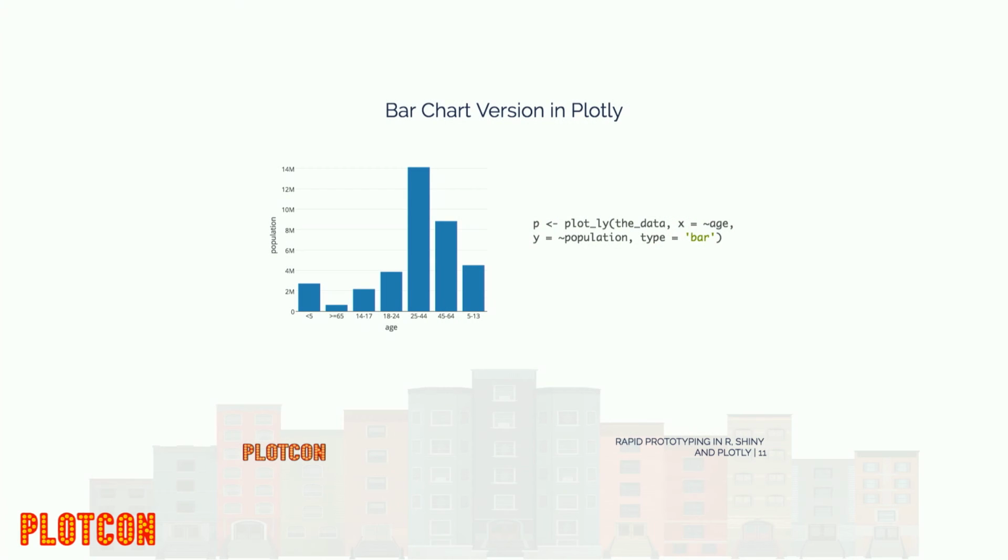Now, we'd probably all prefer a bar chart version, which is usually a better way to display this type of data. And this is one line of code. And we get those nice hover tooltips as well.